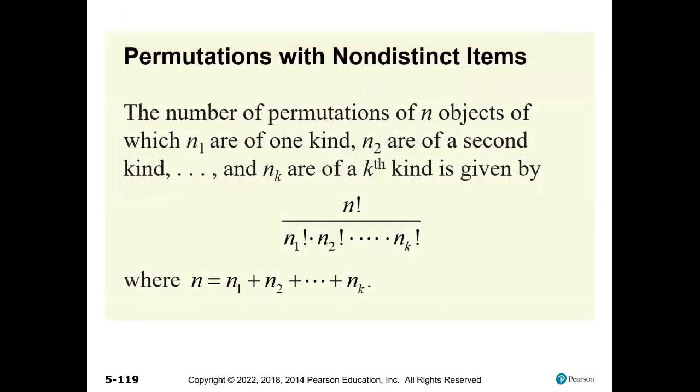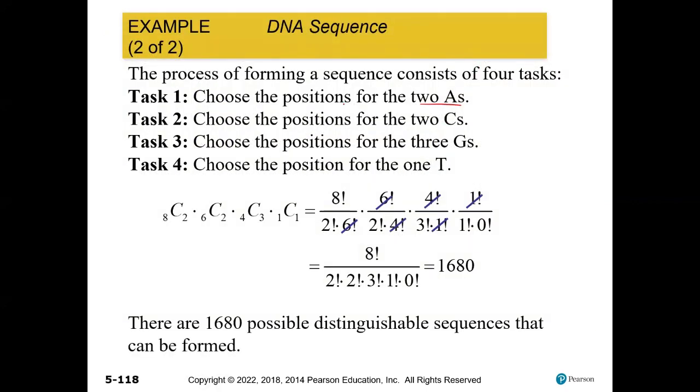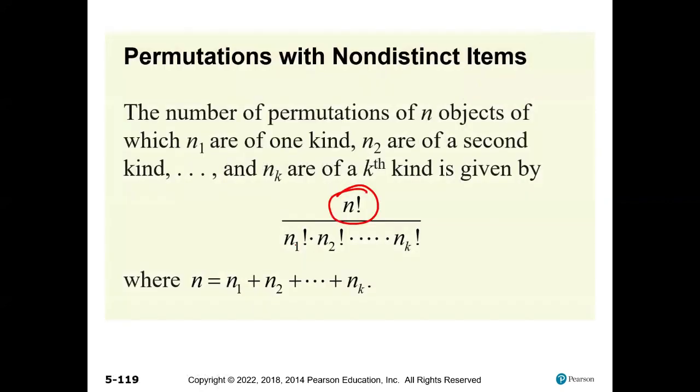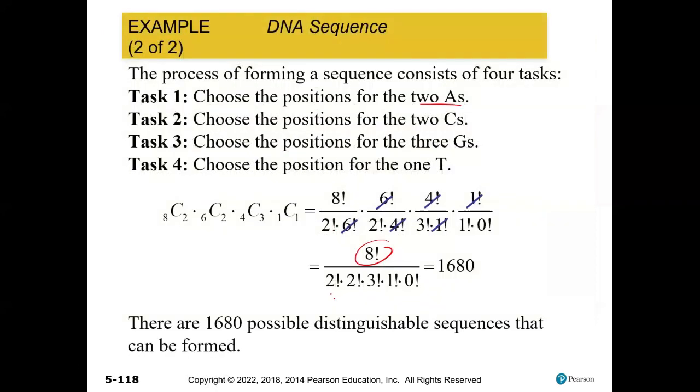We have permutations with non-distinct items. However many total you have is on top in your numerator. Okay, so back here, I had 8 positions to fill, 8 factorial. And down here is how many of each piece you have. So I had 2 A's, 2 C's, 3 G's, 1 T, and the 0 is really null and void. I don't need the 0 there.